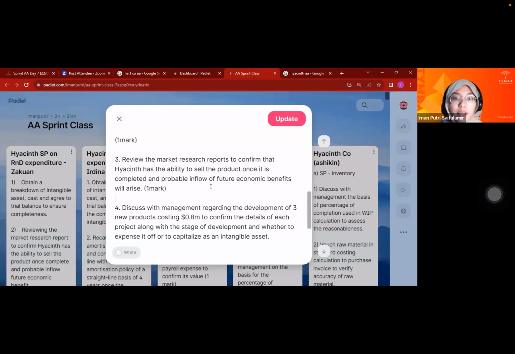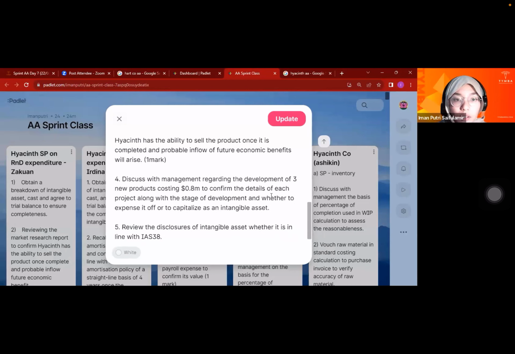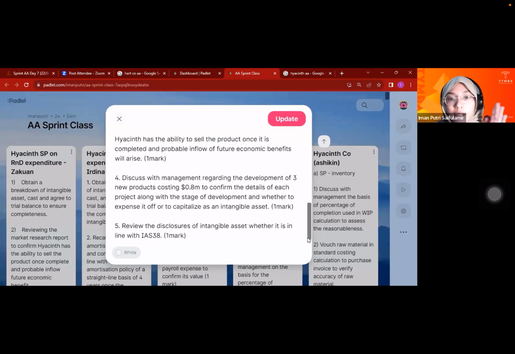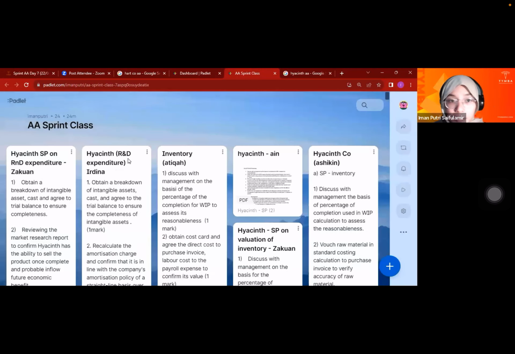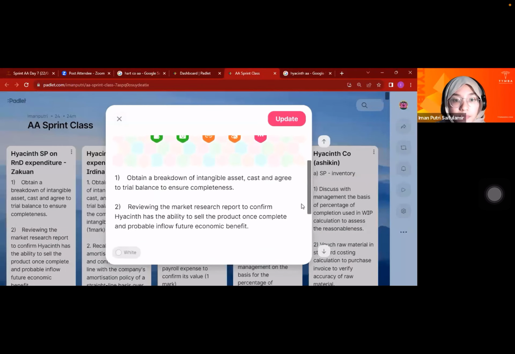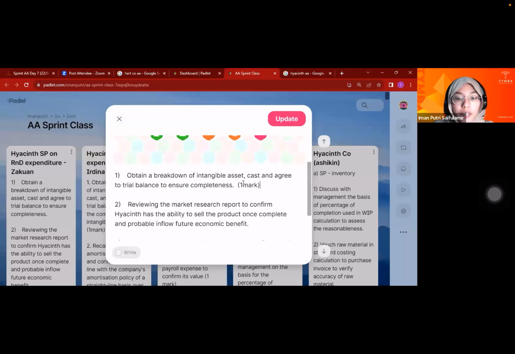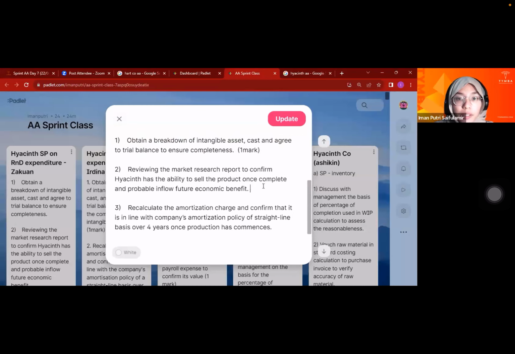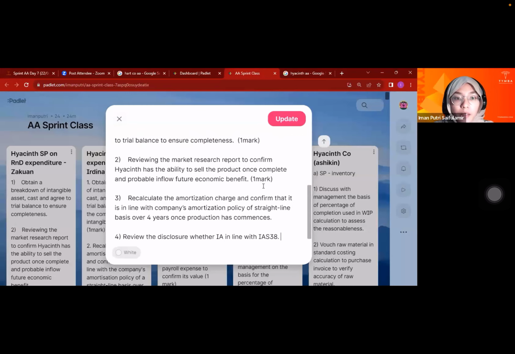1 mark. Discuss with management regarding the development of 3 new projects. Confirm the details. Okay, 1 mark. Review this. Okay, so 1 mark. Okay, so your answers are very specific, but you follow the PSP method, procedure, subject matter, and the purpose. So, lastly, Zakwan's answer. Okay, 1 mark. 1 mark here. 1 mark.